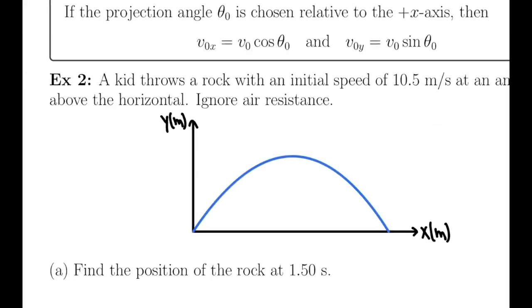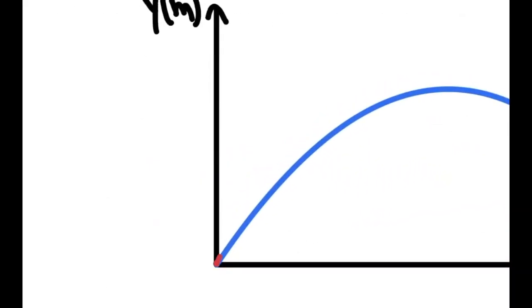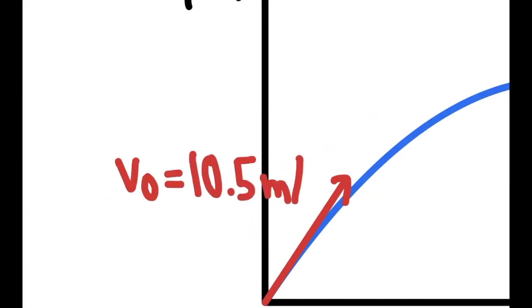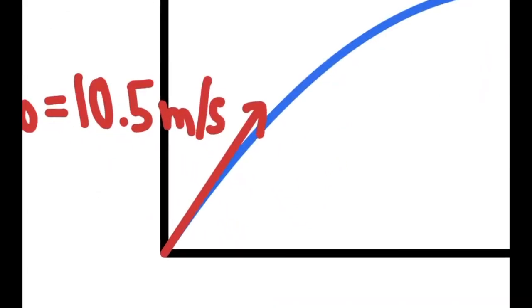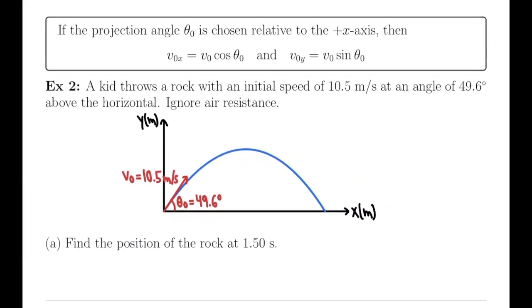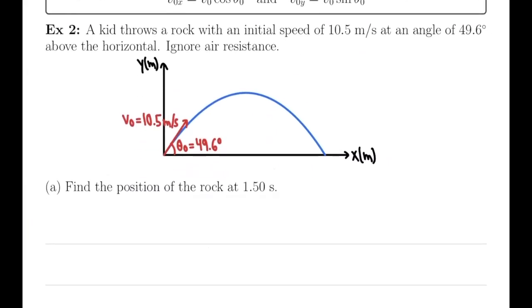And we have the initial velocity. So we have v naught is 10.5 meters per second. And we have theta naught right here is 49.6 degrees. All right. So let's find the position.